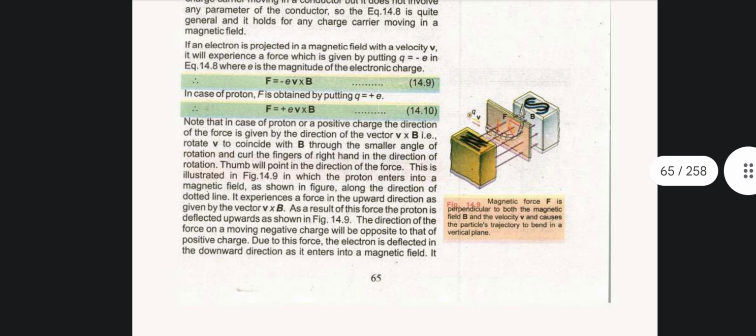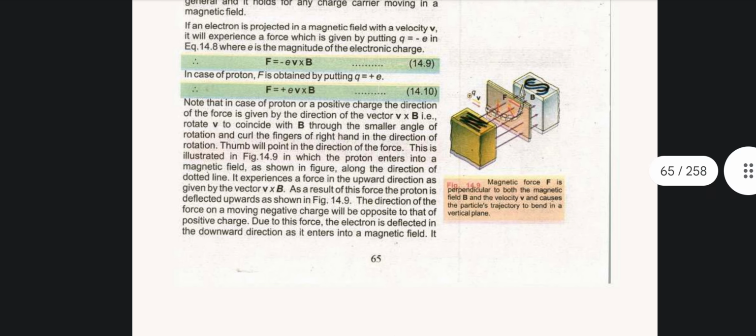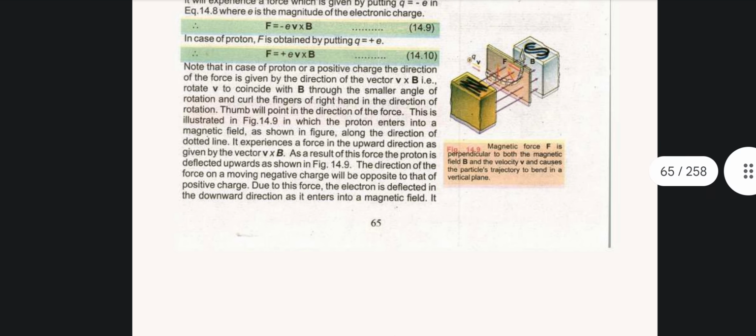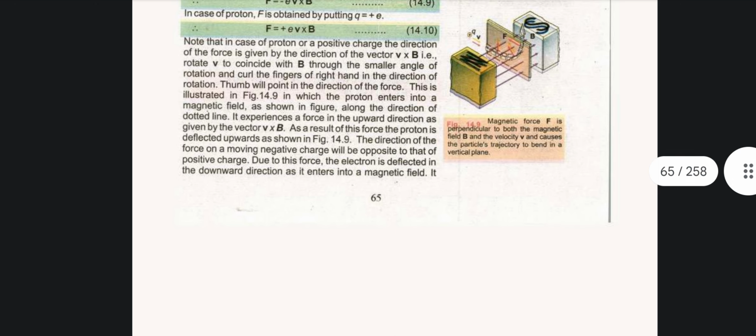If an electron is projected in a magnetic field with velocity v, it will experience a force which is given by putting q equal to minus e in equation 14.8, where e is the magnitude of the electronic charge. F is equal to minus e v into B. In case of a proton, F is obtained by putting q equal to plus e, so F is equal to plus e v into B. Note that in case of a proton or positive charge, the direction of force is given by the direction of vector v into B.